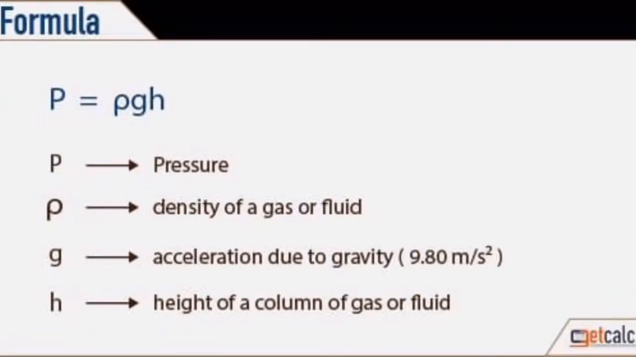The formula for pressure is P equals rho g h. P is the pressure exerted by the liquid in Newton per meter squared, or Pascal. Rho is the density of the liquid in kilogram per meter cubed, or slug per foot cubed. g is the acceleration due to gravity, taken as 9.81 meter per second squared. h is the height of the fluid column in meters.